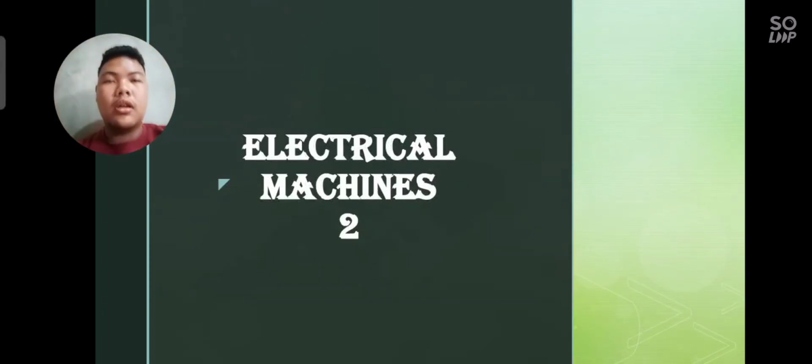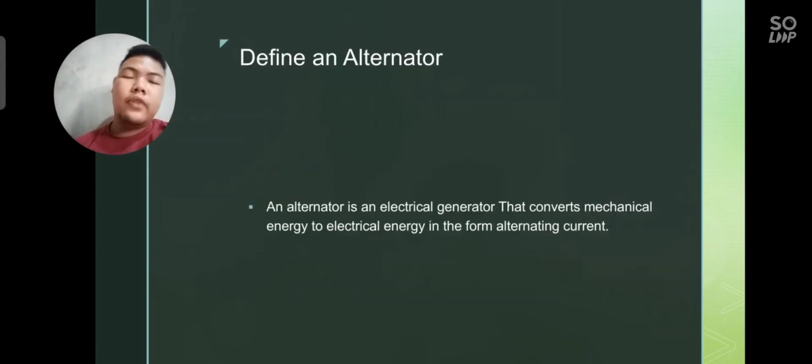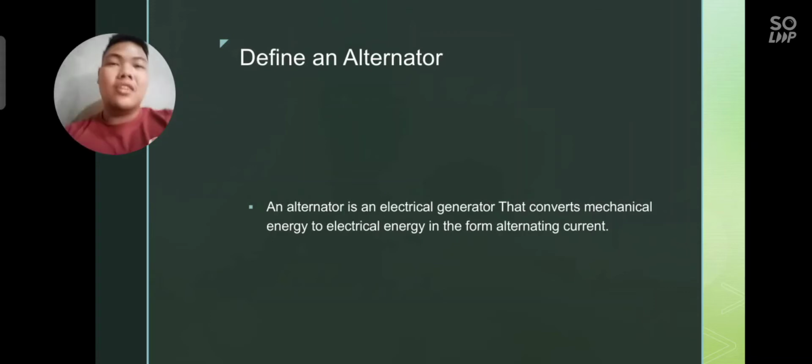Good morning guys. Today let's talk about an alternator. First, define an alternator. An alternator is an electrical generator that converts mechanical energy to electrical energy in the form of alternating current.